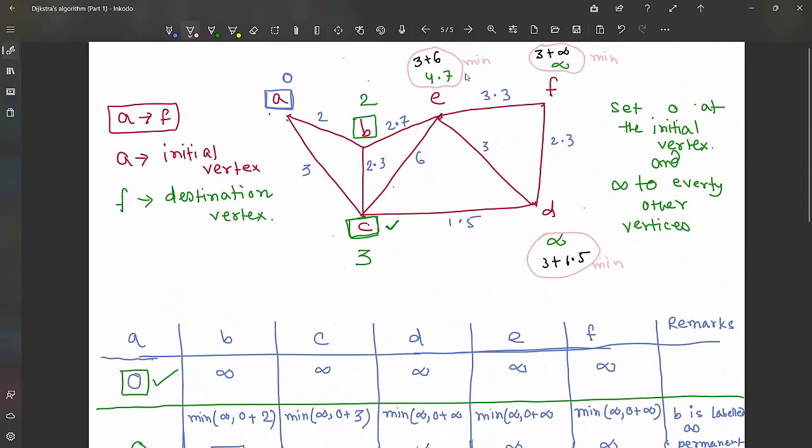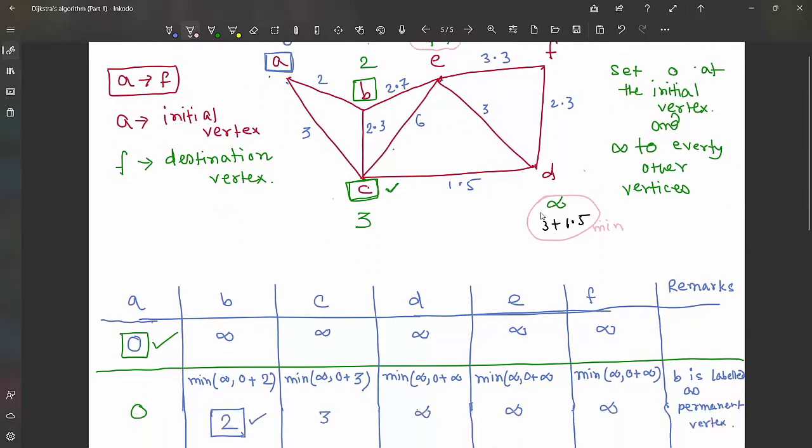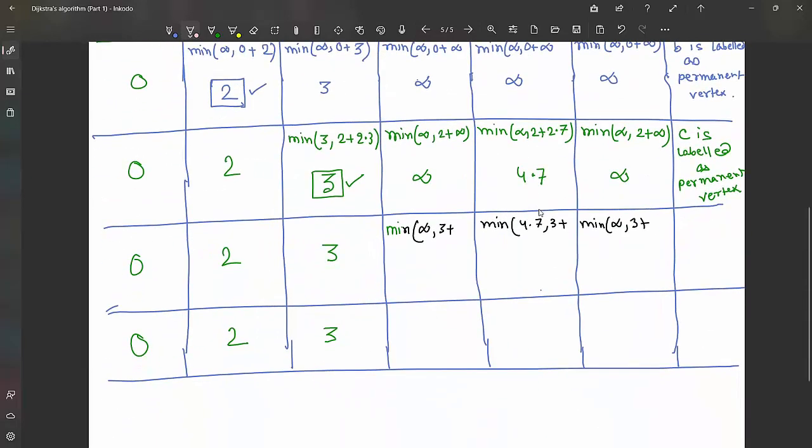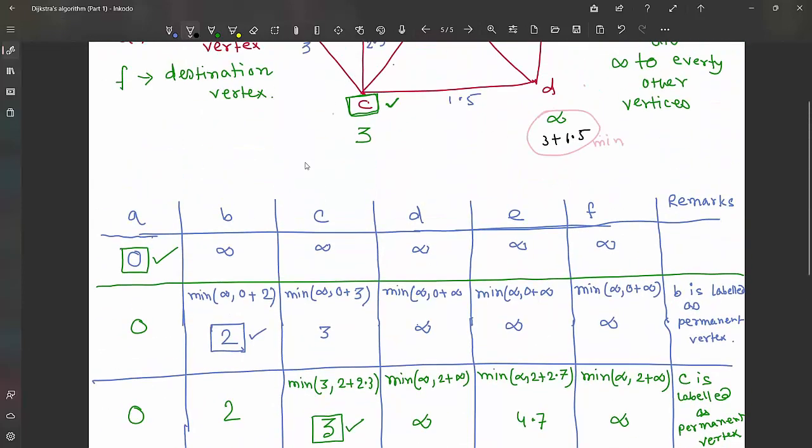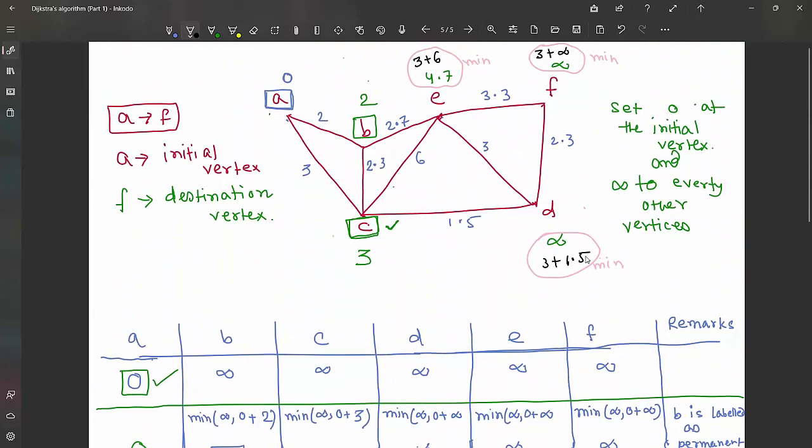So C to D it is 3 plus 1.5. From C to E it is 3 plus 6, and from C to F there is no direct distance, so it is infinity. So now your minimum value is 4.5 here. Here the minimum value is 4.7, and here the minimum value is infinity, and this is the minimum of the minimum value, so we mark it here. So this D is the minimum value.